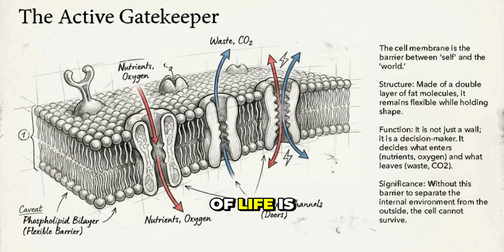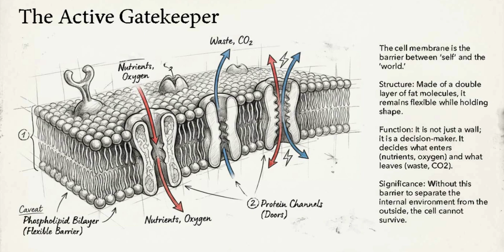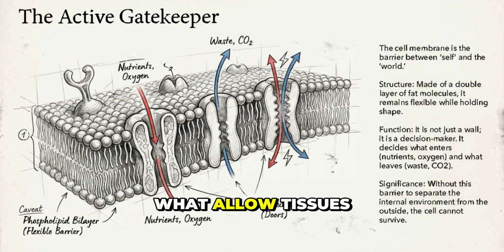Another key feature of life is the ability to respond to change. When oxygen levels drop, cells adjust how they make energy. When nutrients are scarce, they slow down non-essential processes. When damage occurs, they attempt repair. These responses are what allow tissues and organs to survive stress, at least for a while.